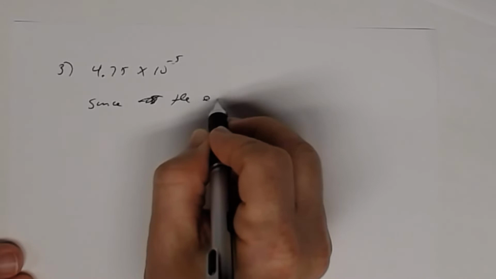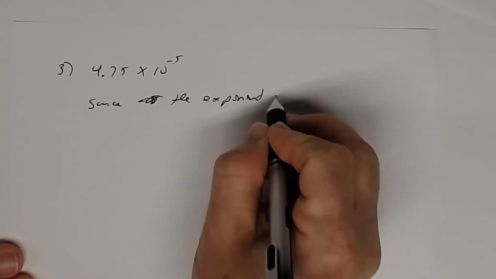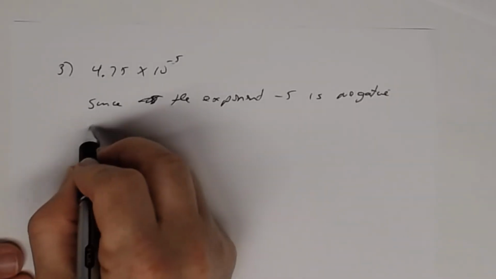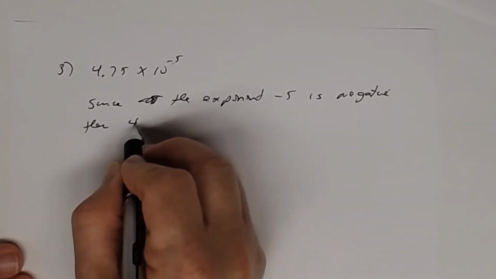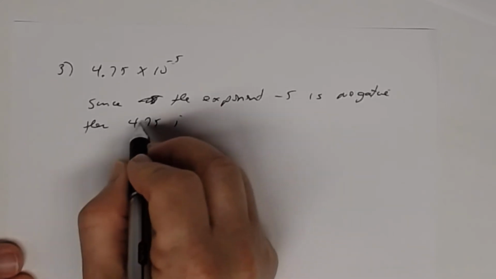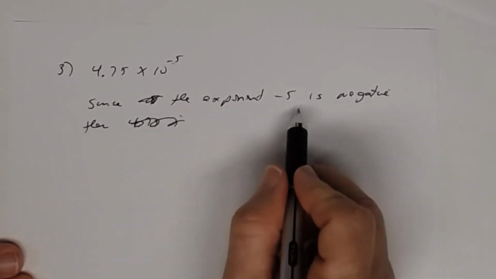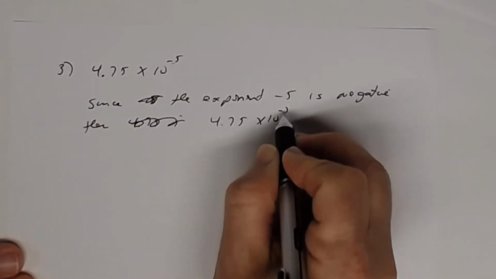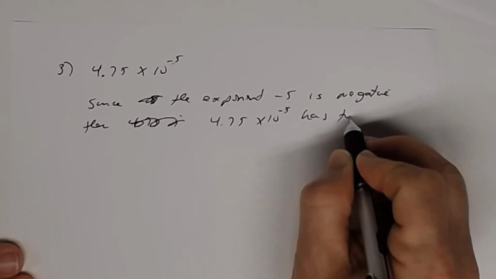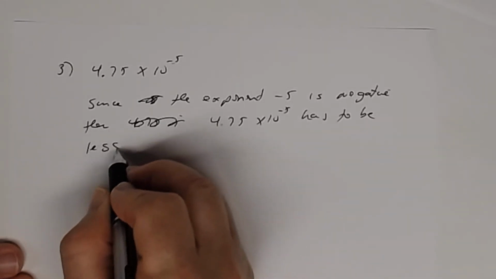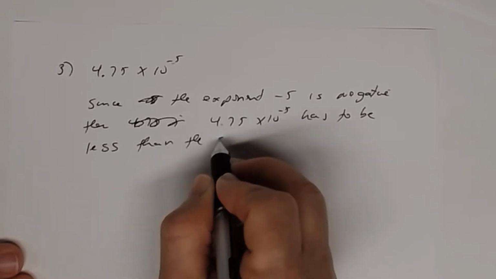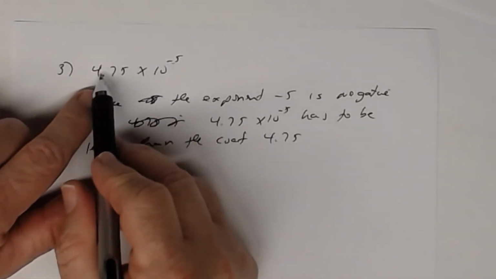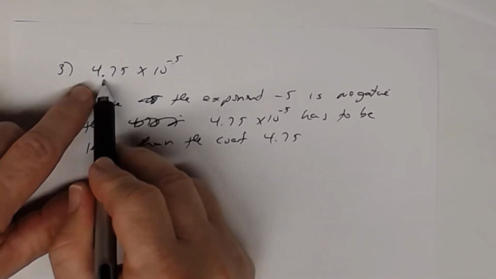Since the exponent, negative 5, is negative, then 4.75 times 10 to the negative fifth has to be less than the coefficient of 4.75. So this number here has to be less than this coefficient, 4.75.